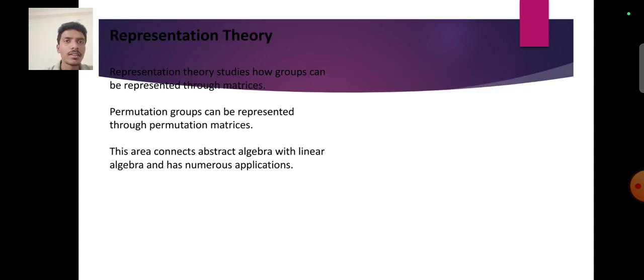Representation theory. Representation theory studies how groups can be represented through matrices. Permutation groups can be represented through permutation matrices. This area connects abstract algebra with linear algebra and has numerous applications.